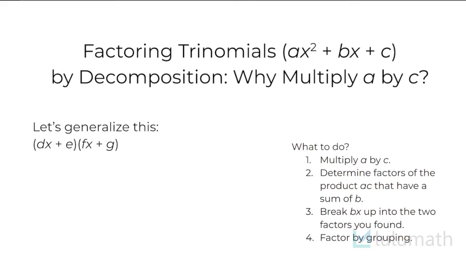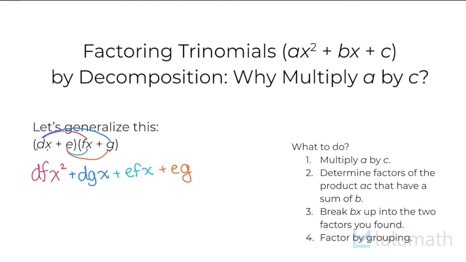So let's go ahead and expand. I would multiply dx by fx first, and d times f are going to be our coefficients, so we get df, and then x times x is x squared. Then I would multiply dx by this g right here, so I would have d as my coefficient, g is my constant, so I would have dg, and then the x I'm going to put last. And then we're going to have e times fx, so we will say plus efx. And then finally, we will have e times g, which is just eg.